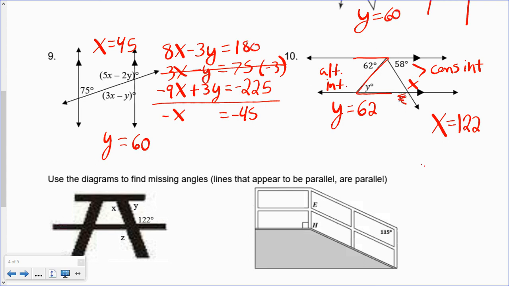Any questions on any of those? Two separate transversals. The Y and the X. All right, any questions on those? Yes, a little bit.